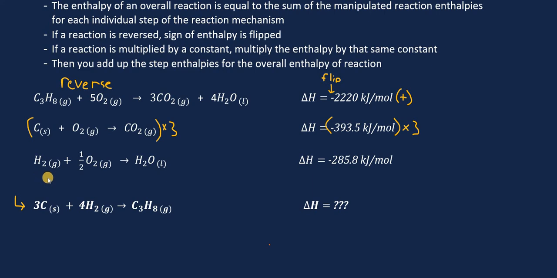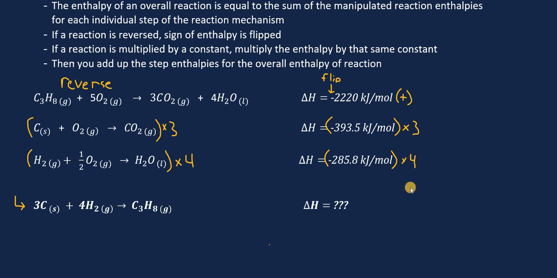So down here in my third step, I see I've got hydrogen gas on the reactant side, and in the overall reaction I have hydrogen gas on the reactant side. But in the overall reaction I have 4 hydrogen gases. Up here I only have 1, so I'm going to go ahead and multiply this step by 4. And that will get me the hydrogen gases that I need. So I also need to multiply the enthalpy value by 4.